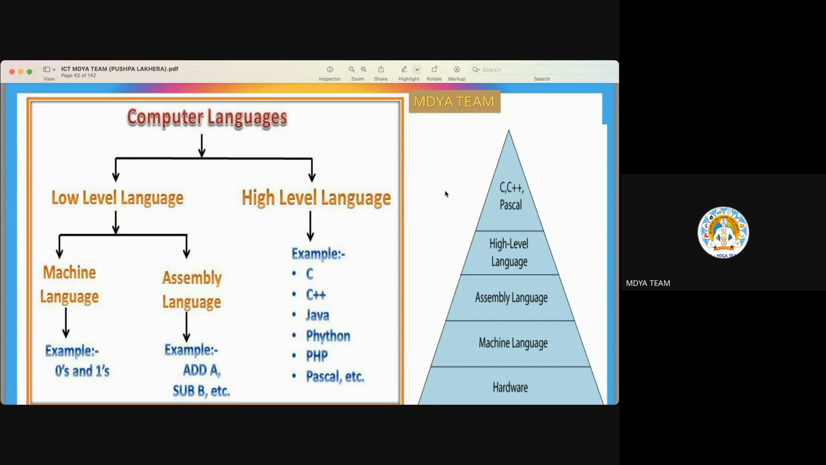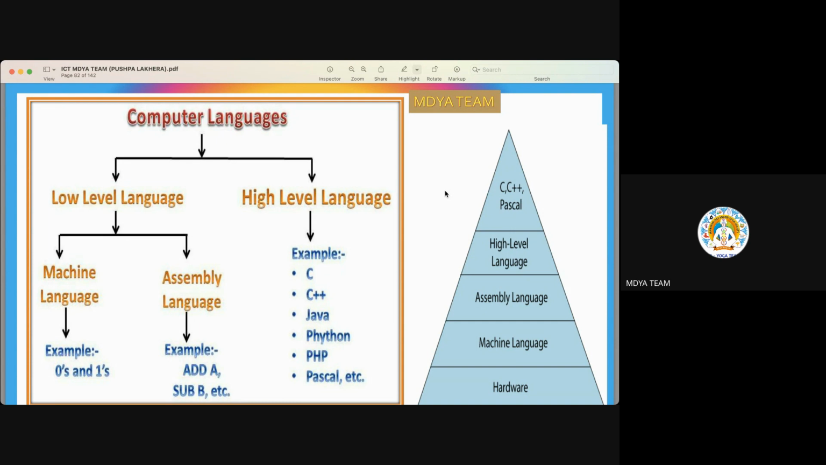So it is like ADD means add A, SUB means subtract B. Something like that, which is not difficult to understand, but it's a combination of alphanumeric characters. And it is in between machine language and user. And high level language is also written by a user. The names of these high level languages are C, C++, Java, Python, and so on.